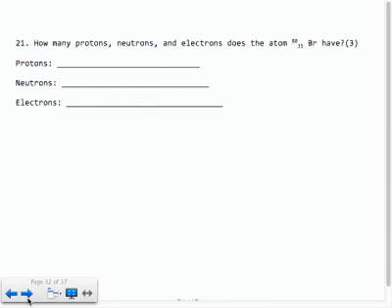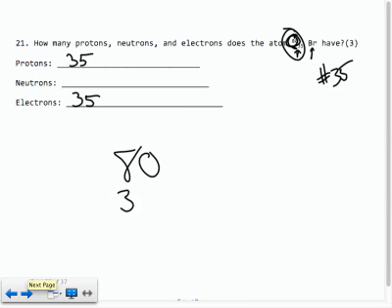How many protons, neutrons, and electrons does the atom 80/35 Br, that's bromine, have? Well, you could do this one of 2 ways. You could look up bromine on the periodic table and see that it's atomic number 35. Or you could remember that the number on the bottom is the atomic number, which is also the number of protons. And since this is a neutral atom, 35 protons means you've got to have 35 electrons to cancel them out. And the number of neutrons is the mass number, which is the number on top, minus the number on the bottom, which is the number of protons. So 80 minus 35 is 45. So there are 45 neutrons in that atom.